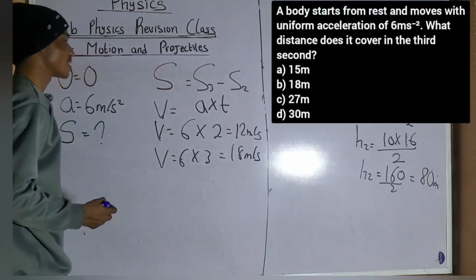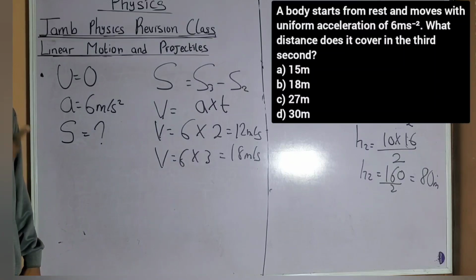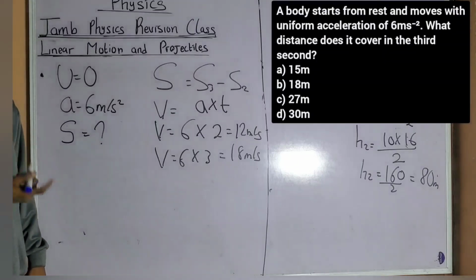Okay. Now, you can get the distance by making use of s equals ut plus 1 over 2 at squared, okay, or v squared equals u squared plus 2as, okay.